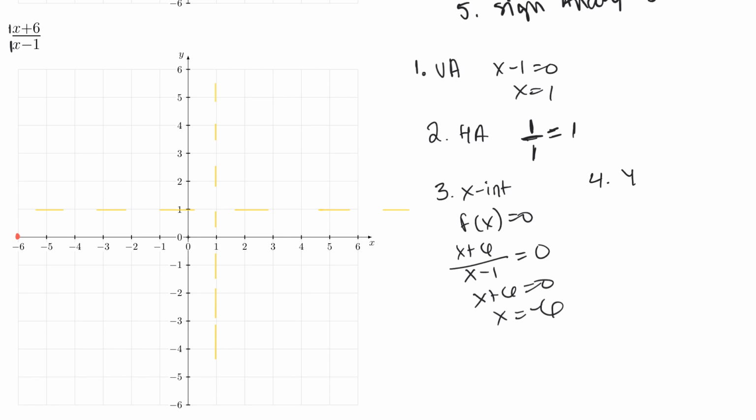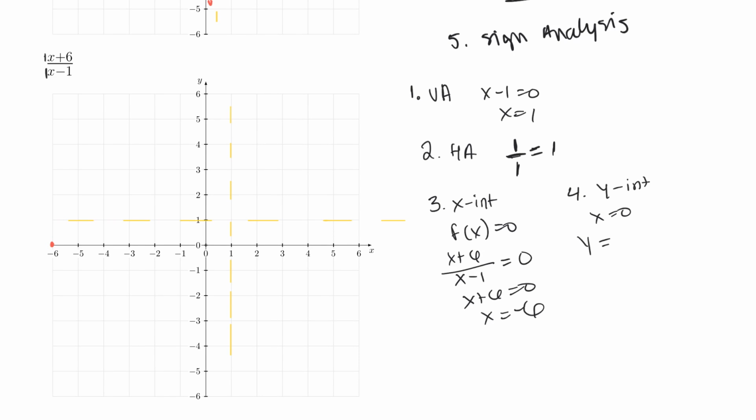Now let's calculate the y-intercept. How do we do this? We set x equals to 0 and calculate for y. y is equal to, our function says, x plus 6 divided by x minus 1, that will be 0 plus 6 divided by 0 minus 1. So that will be minus 6. So our y-intercept is at minus 6 right here.